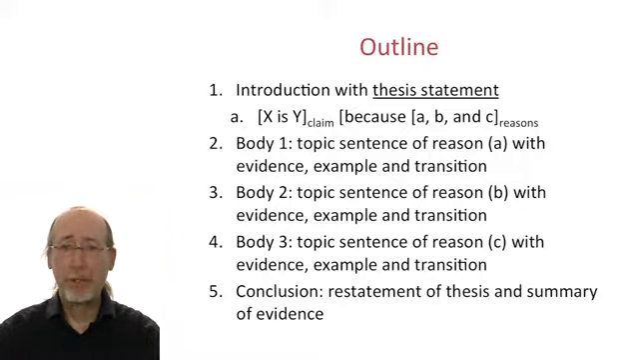Your first body paragraph will take one of your reasons, A, B, or C, and turn that into a whole paragraph with a topic sentence at the beginning, and with evidence, examples, and a transition. In fact, all 3 body paragraphs follow the same format. The only paragraph that will be different is your final paragraph, the conclusion, where you restate your thesis and summarize your evidence.